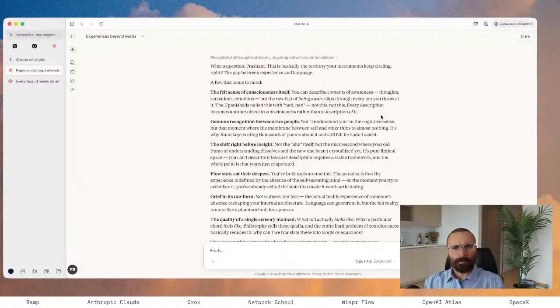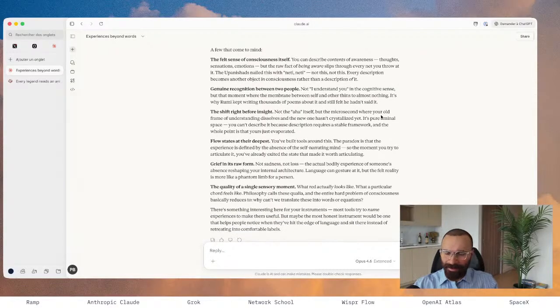Wow. Genuine recognition between two people. Not an understanding in the cognitive sense, but the moment where the membrane between self and other thins to almost nothing. It's why Rumi kept writing thousands of poems about it and still felt he hadn't said it. Oh my God.